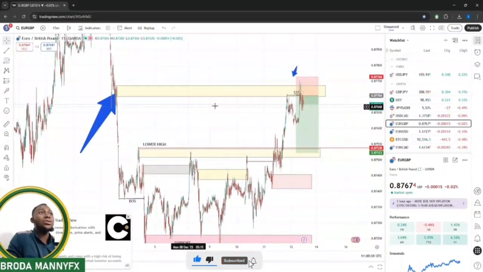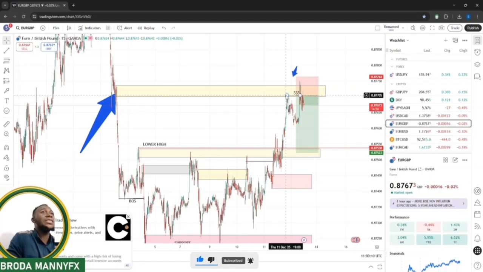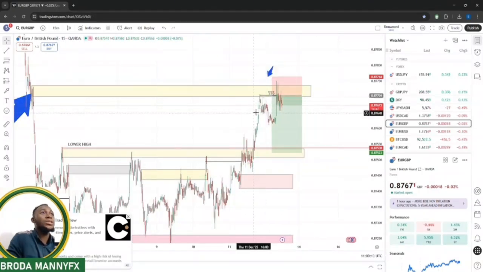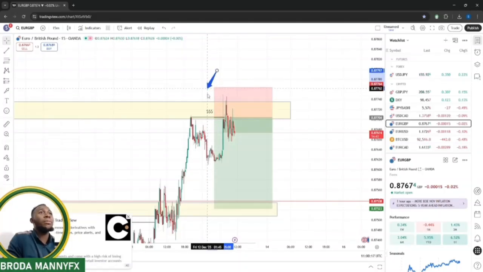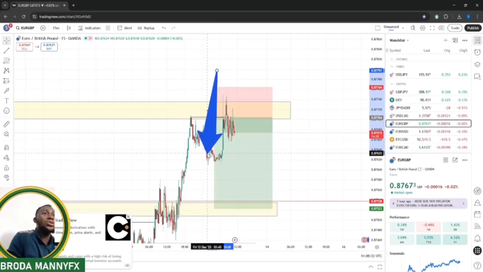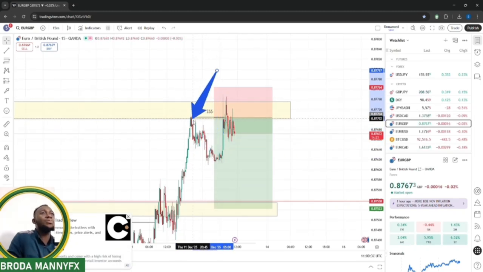Now what happened when market mitigated the order block? This is it. This is the initial mitigation. When market mitigated the order block, so many traders would have started selling this pair. The initial mitigation, that's the first mitigation. Now this market actually sold. It even broke structure to the downside, not knowing that this first push to the downside, this first mitigation, is what we call inducement liquidity.